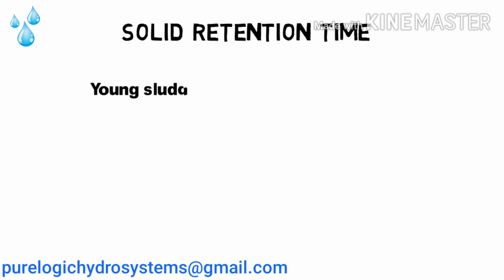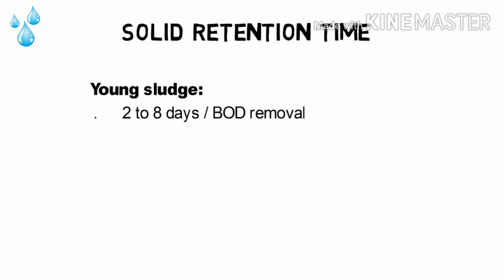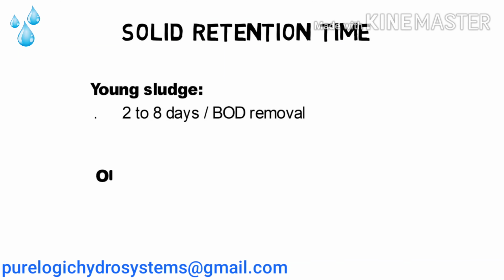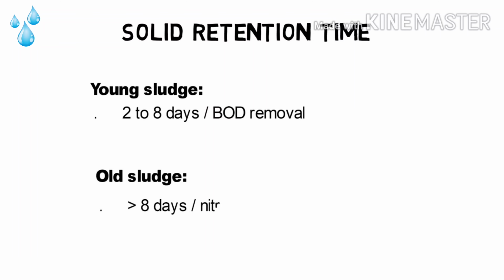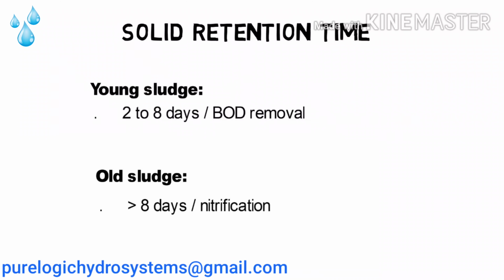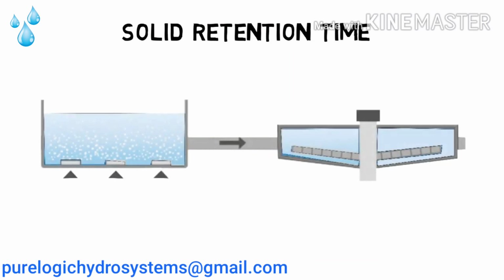The sludge recycling rate does not only affect the sludge volume, but also the sludge age. Young sludge, 2 to 8 days, refers to microorganisms that metabolize organic waste as described before. Instead, older sludge, older than 8 days, is used for nitrification processes to oxidize ammonium, NH4+, to nitrate, NO3-.